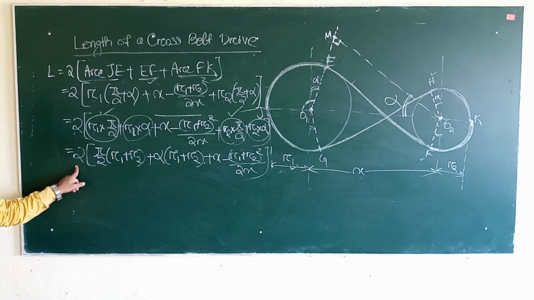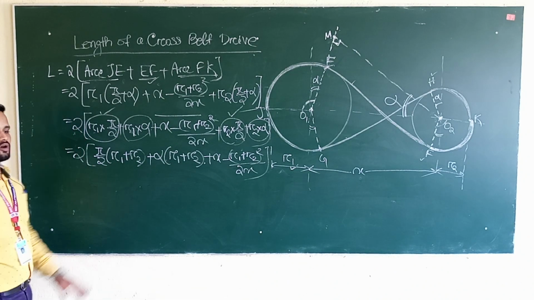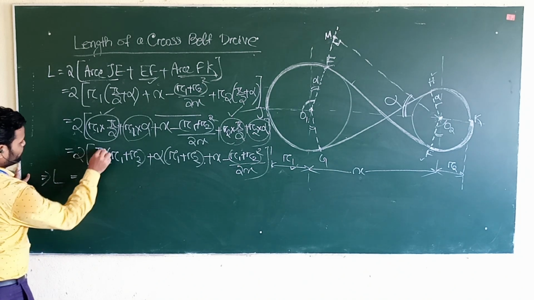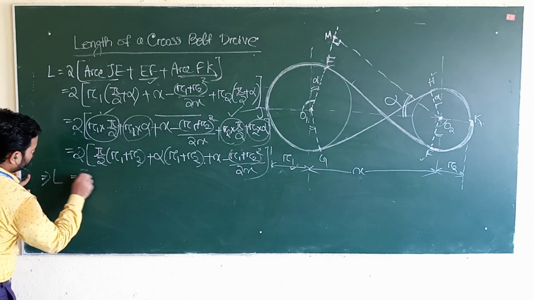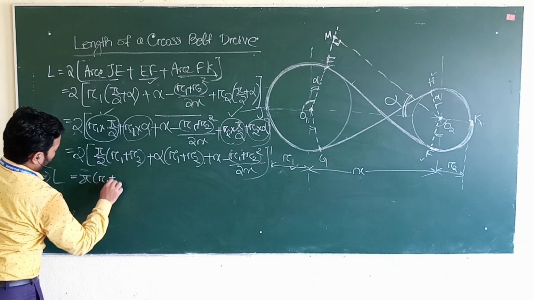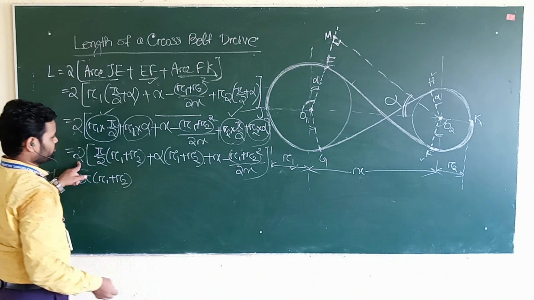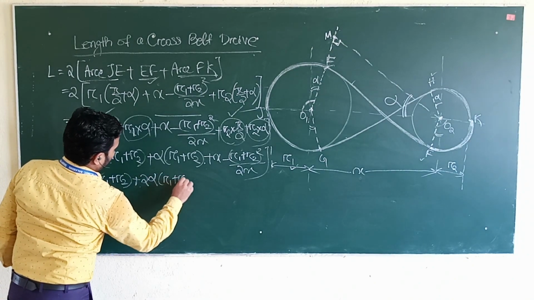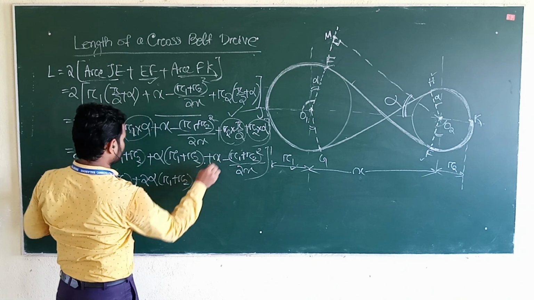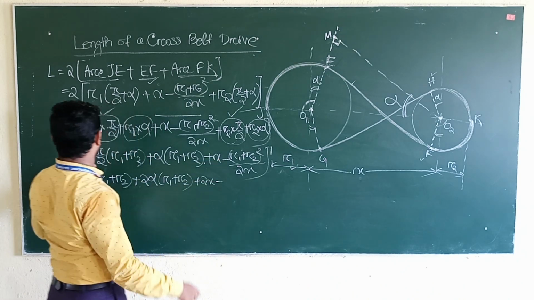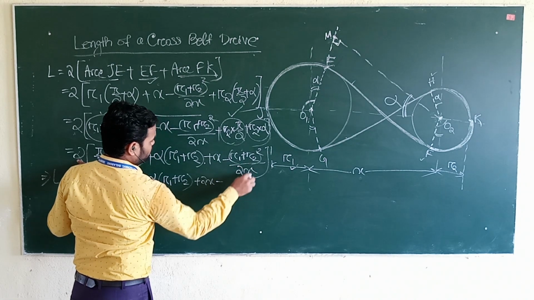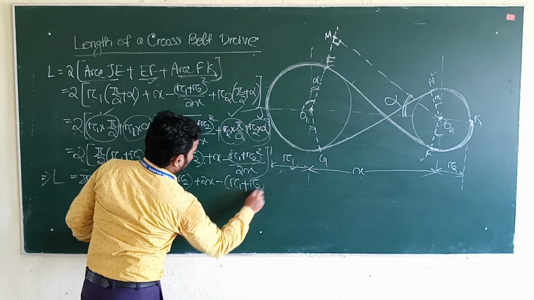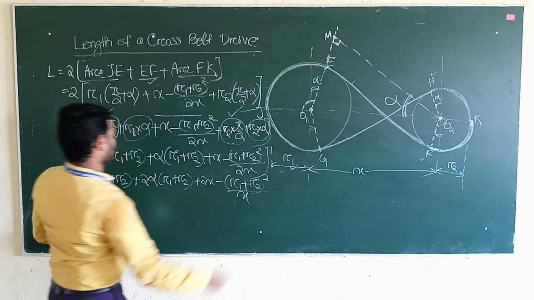Now, the 2 which is present outside the square bracket, we will multiply in each term. So what will happen? That implies L equal to 2 into, 2 into pi by 2 means 2 cancelled out. The remaining term will be pi into (r1 plus r2). Then if you multiply 2 here, 2 into alpha into (r1 plus r2). Similarly, x into 2 is 2x minus. If you multiply 2 here, then 2 and 2 will be cancelled out. The remaining term will be (r1 plus r2) the whole square divided by x.